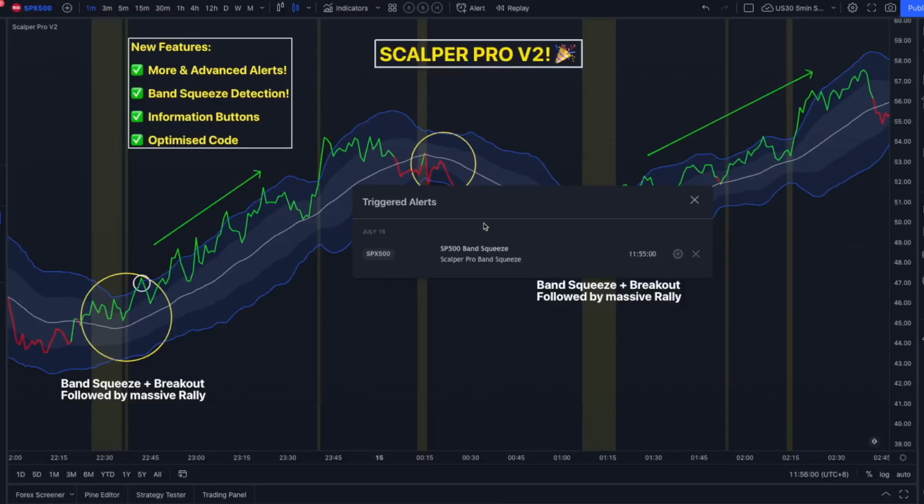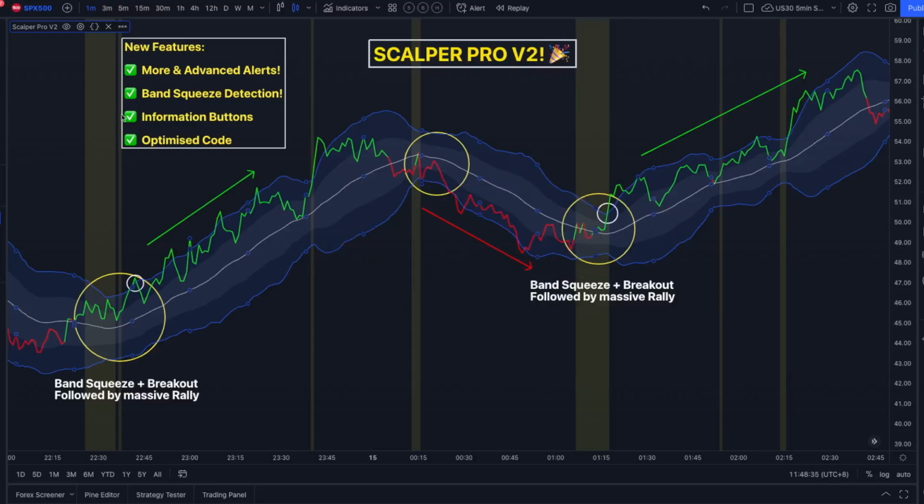And here's a little example. I just received a notification that an alert has been triggered, and it was the SP500 band squeeze, just as I've shown you. The second major part of the Scalper Pro version 2 update is the band squeeze detection.